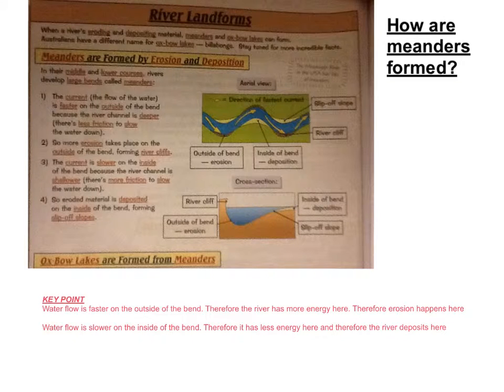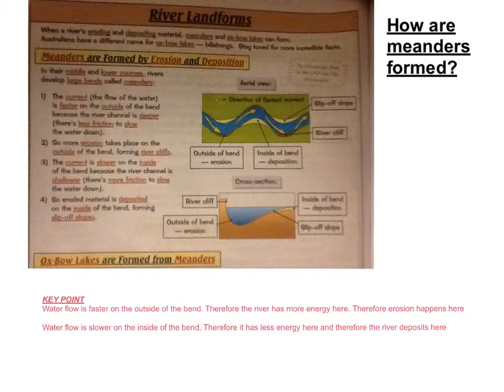So, meanders, how are they formed? Right, let's start with the most important thing. Down the bottom of this slide in red you can see I've written key point. I'll just give you a chance to read that. Got it? It's all to do with the speed of water flow.